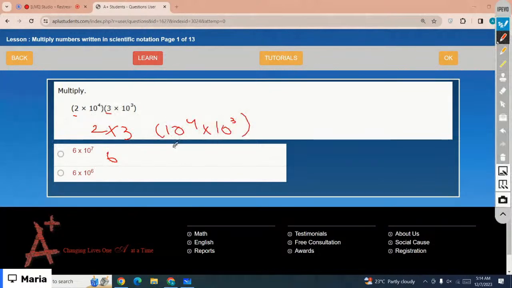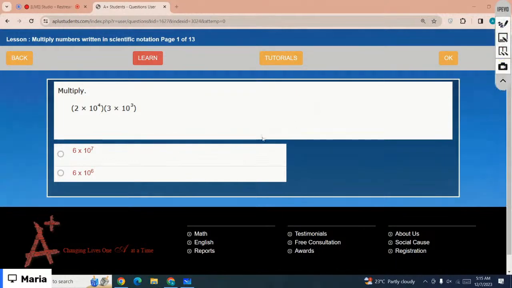They both have exactly the same base. You need to add their exponents. So it would be 6 times 10 exponent, 4 plus 3 is 7. Right? So the correct option is 6 times 10 exponent 7. Option 1 is the correct option.